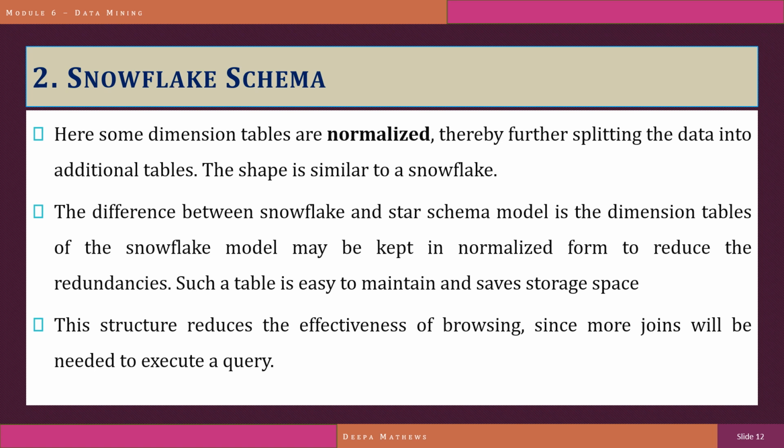So how do we normalize? We already know that to normalize we have to decompose the relations. So some of the dimension tables are normalized by splitting the data into additional tables. This structure reduces the effectiveness of browsing since more joins will be needed to execute a query.